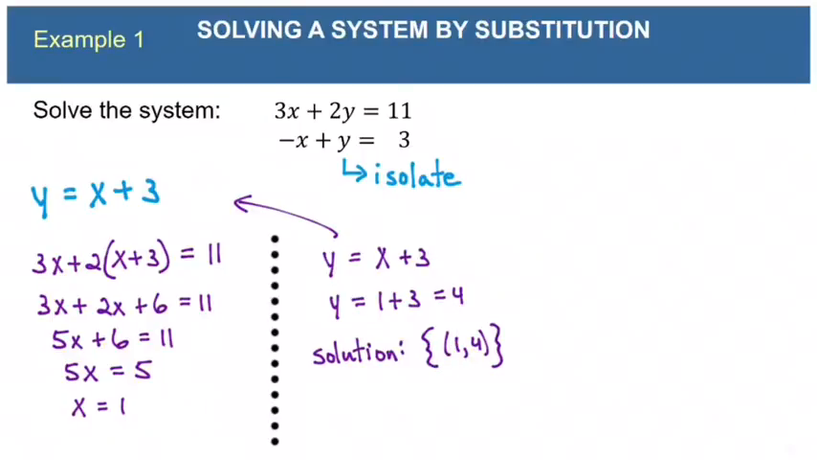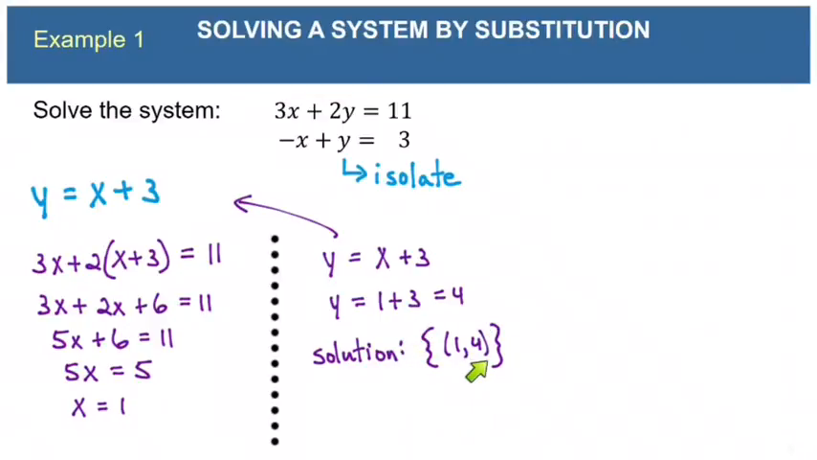So when they ask you in MyLabs Plus for the solution to your system, you need to give the solution as an ordered pair in parentheses with the coordinates separated by a comma. That ordered pair will go inside a pair of curly braces.